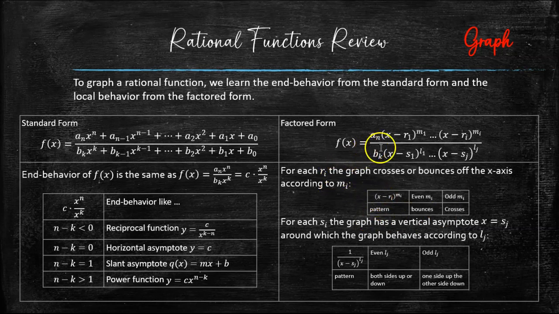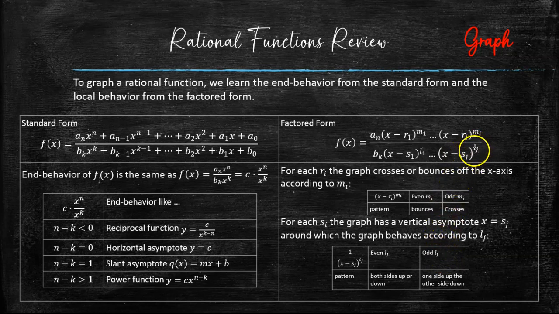Now, when you reduce your rational function and look at what's left over here, this is where you're going to get your discontinuities. So after you simplify it, what's left will give you a vertical asymptote, and around that vertical asymptote, your graph will behave in a way that depends on these multiplicities.